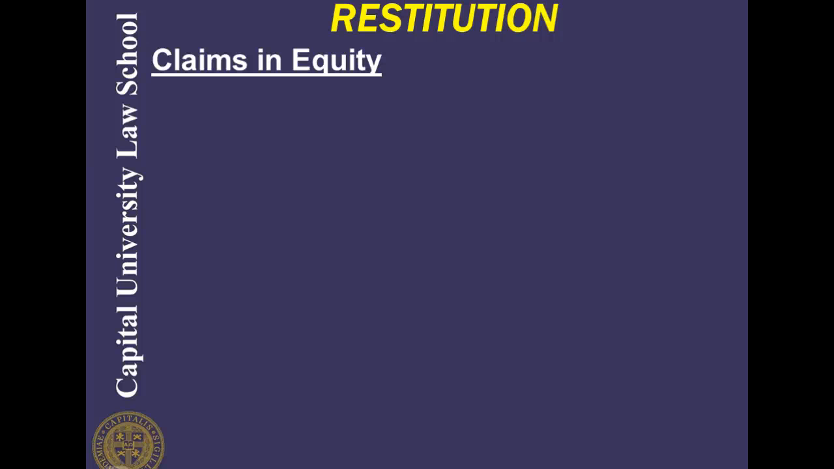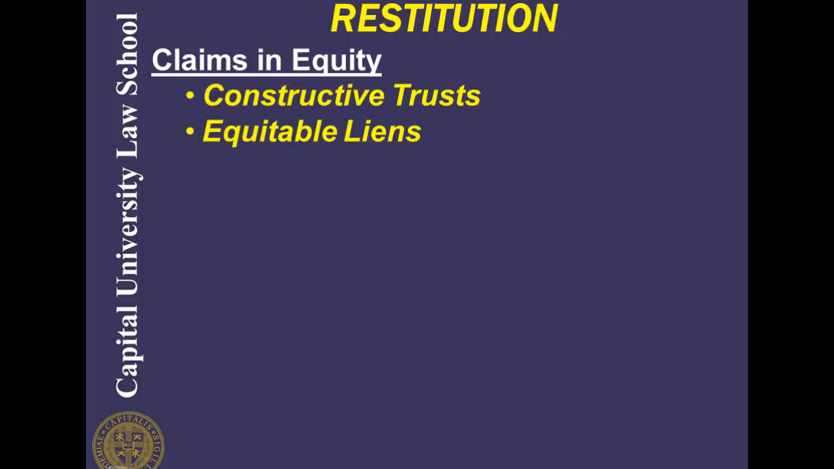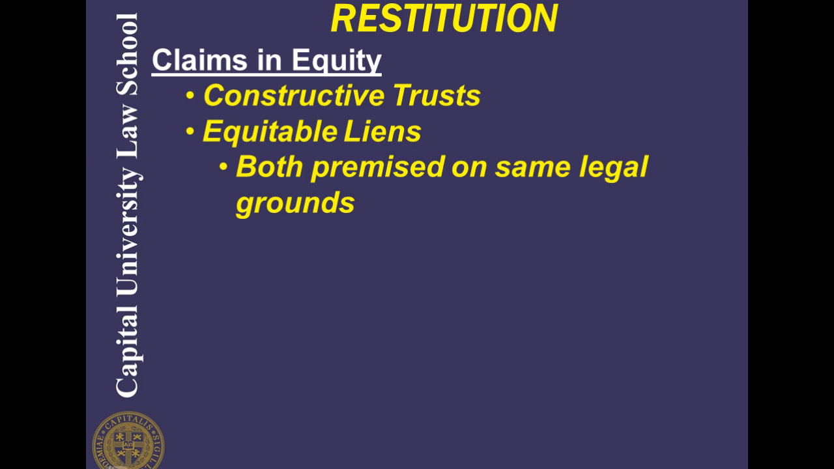Let's talk about now how claims in equity are brought, because as I said earlier, restitution is both an action in law and in equity. So claims in equity will lead to the relief of obtaining a constructive trust or an equitable lien. And both of these remedies have significant benefits to the plaintiff. Now these are both equitable remedies that must be premised on the same legal grounds. The premise is the same and must conform to the requirements of equity and the limitations of equity.